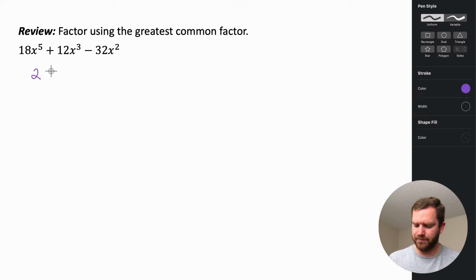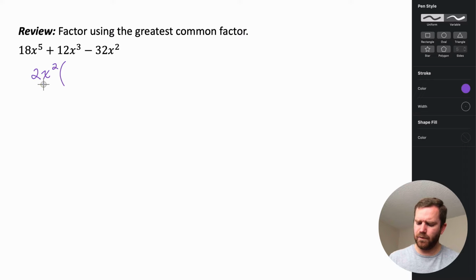of those evenly. We also then have to look at the variable component, and all of these have at least x to what degree? This is x to the 5th, x cubed, x squared. All of them contain at least x squared. So 2x squared should be our greatest common factor. So remember, factoring out the greatest common factor is essentially undoing the distributive property.